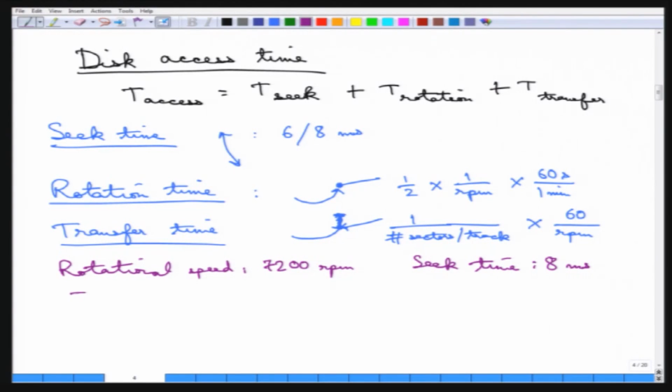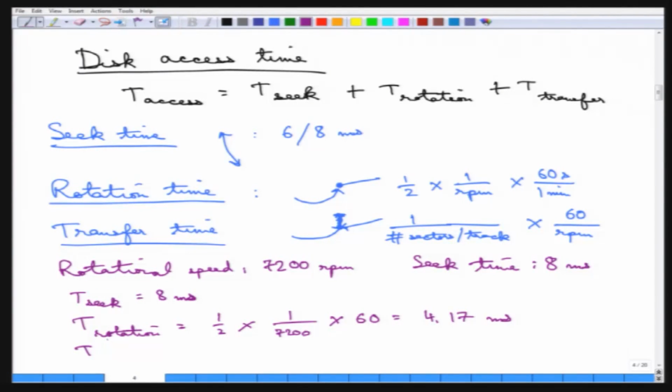T seek is 8 milliseconds, that is given. The T rotation you can compute using the formula, half into 1 by RPM, so 7200 into 60, that many seconds. So this comes out to be around 4.17 milliseconds.